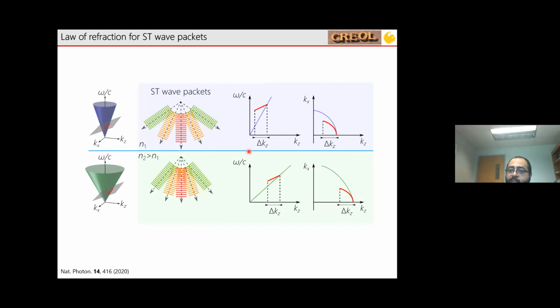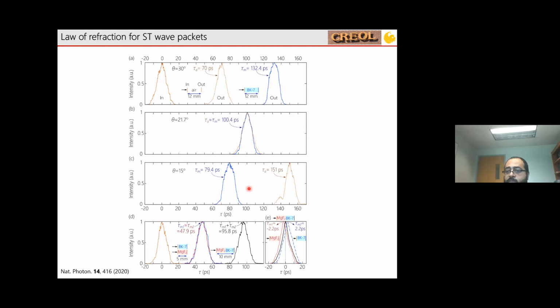And by changing and moving along that curve, we go from a situation of normal refraction, where the pulse is delayed in glass more than air, to a threshold configuration, where light travels in glass and air at the same group velocities, and anomalous group velocity refraction. The pulse traverses glass faster than it traverses a layer of air of the same thickness.